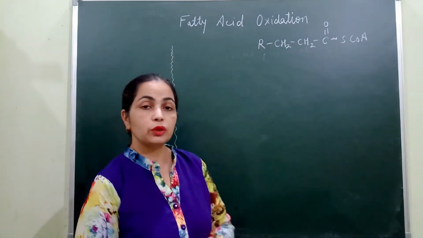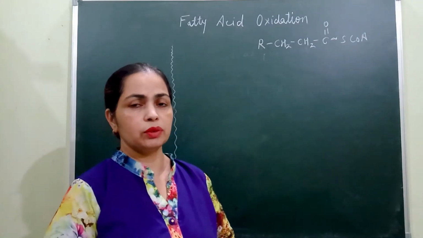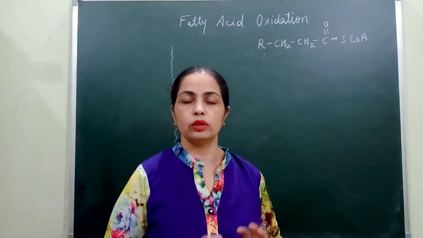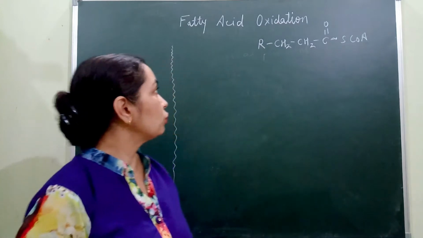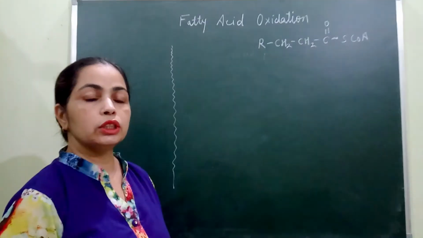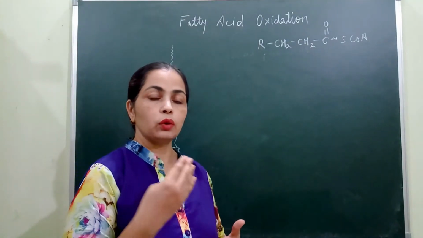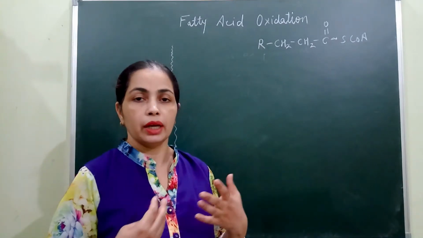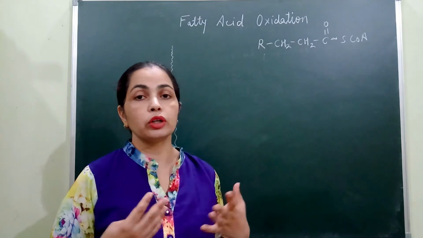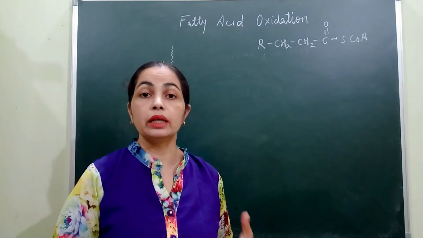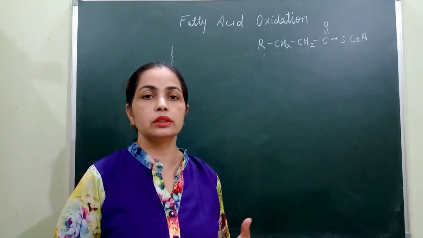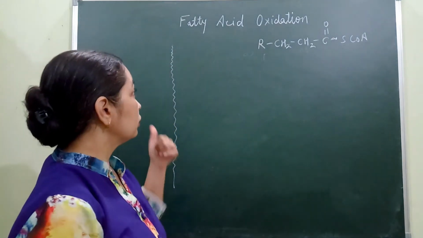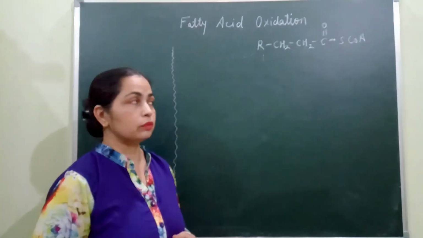Today's biochemistry video is on fatty acid oxidation, an important pathway when we study various metabolic pathways in biochemistry. We are going to have just an overview, not the detailed pathway. In this pathway, the fatty acids get oxidized and degraded so that energy can be produced, as fatty acids are very energy-rich biomolecules. That's why it is an important pathway.